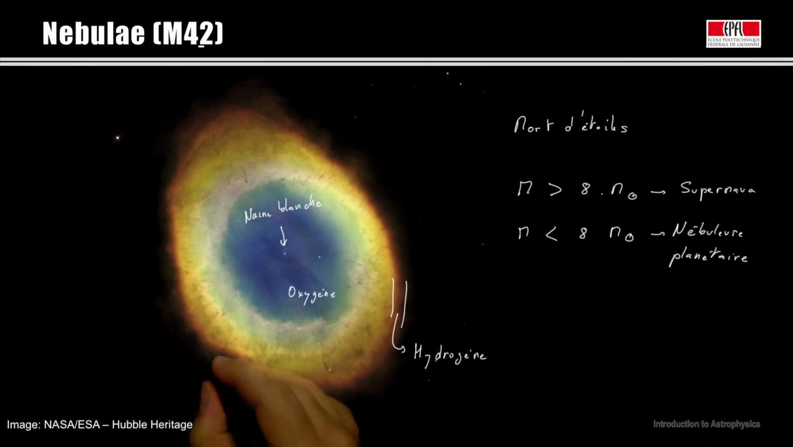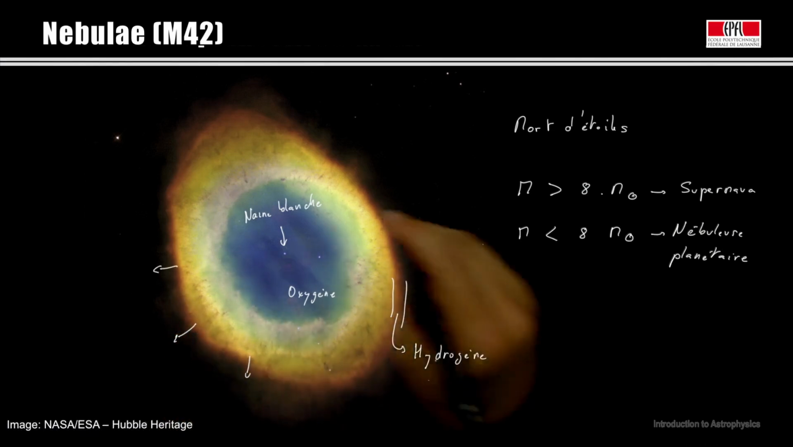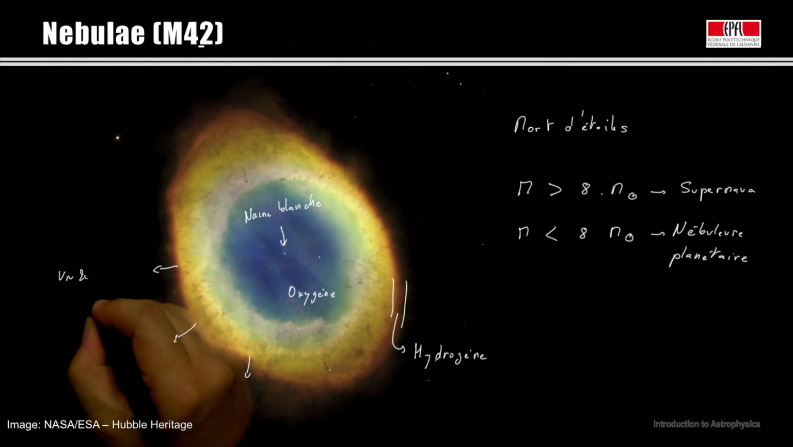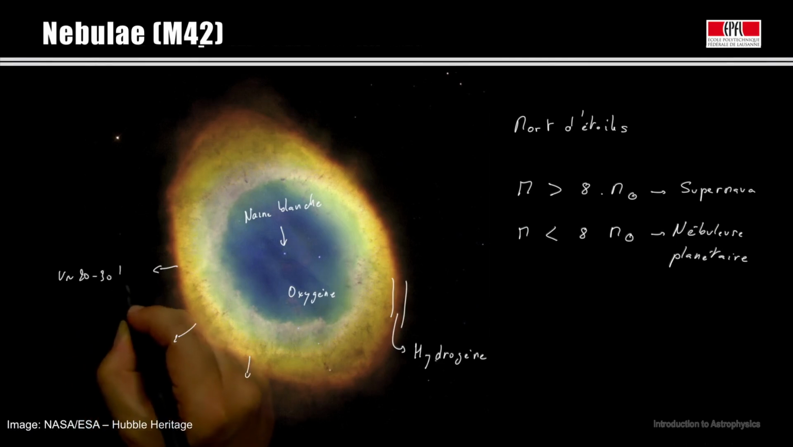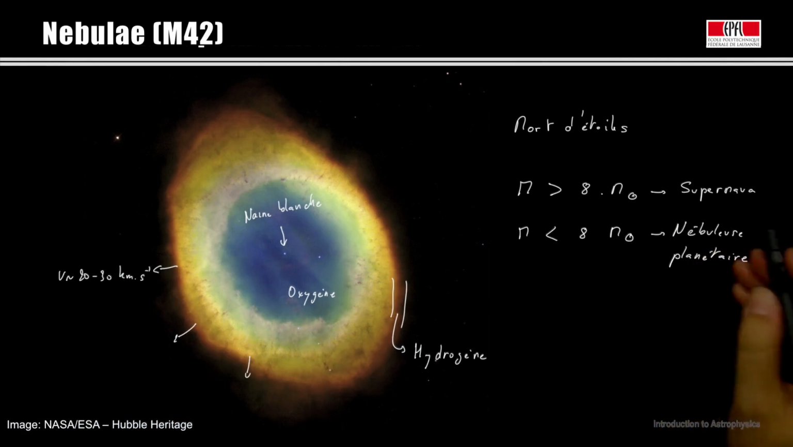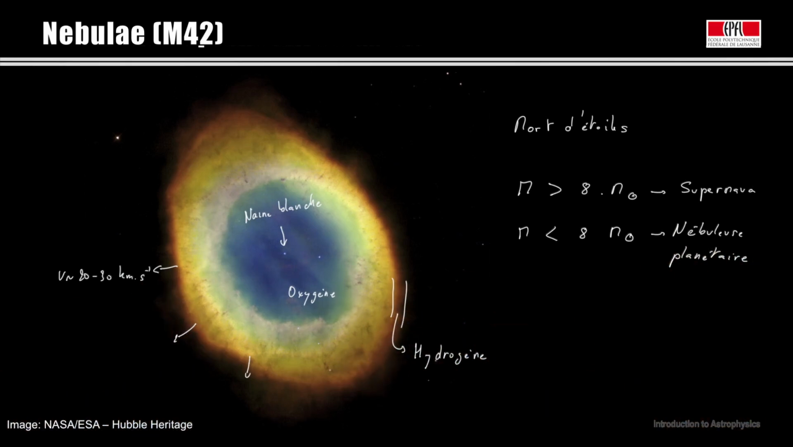Here is the expansion velocity of the nebula, which grows as the gas expands all around it. The expansion speed is of the order of 20 to 30 kilometers per second. In a supernova, the speed of the external layers, much later after the explosion, is of the order of 2,000 to 3,000 kilometers per second.